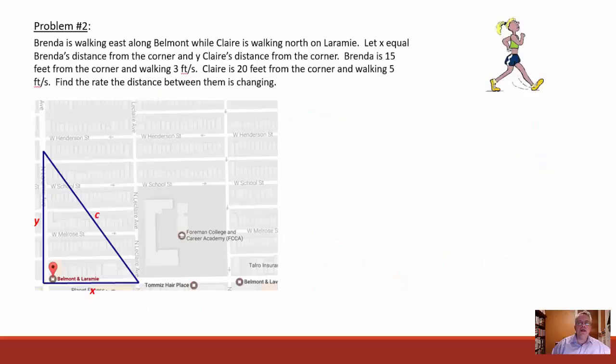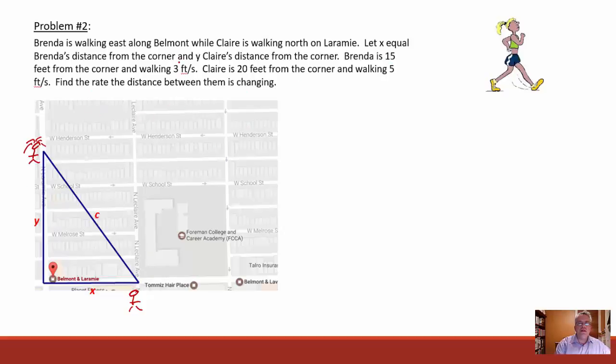Okay, here's a similar problem. Brenda is walking east on Belmont. So we have a little map here. And so this is Brenda walking along the base of the triangle. So Brenda is right there. And Claire is walking north. Claire is up here. I'll give Claire some hair. There's Claire. There's Brenda. Okay.